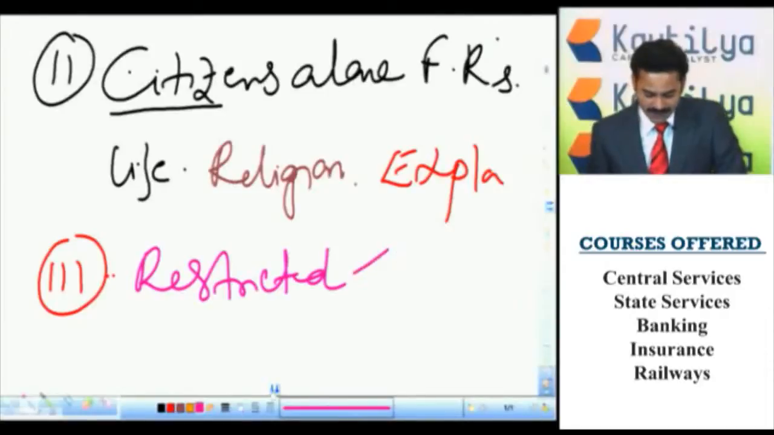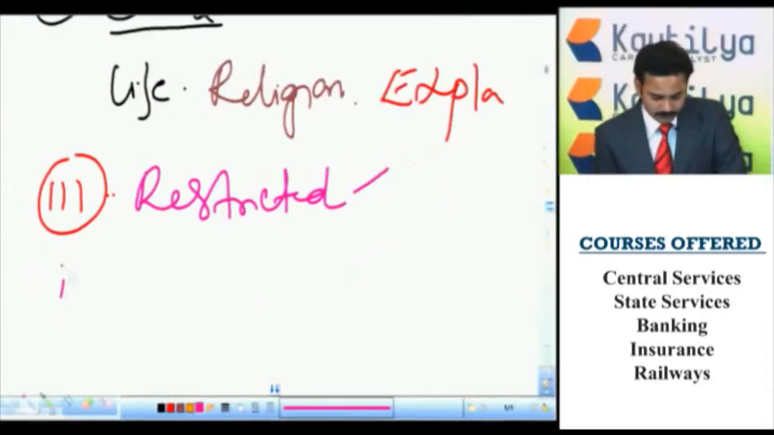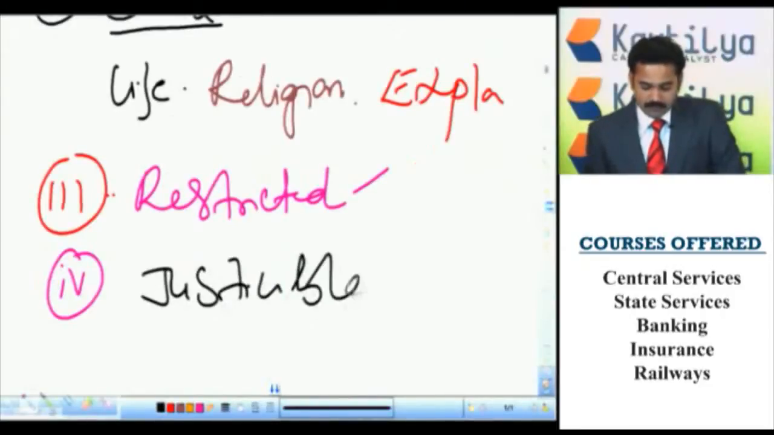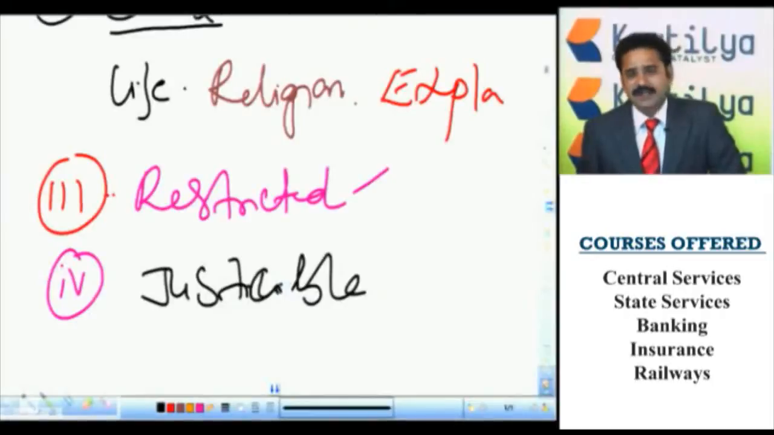And the fourth feature is that they are justiciable, which means during the violation of the fundamental rights, a person can move to the court for the enforcement of his rights. So these are a few features of the fundamental rights.